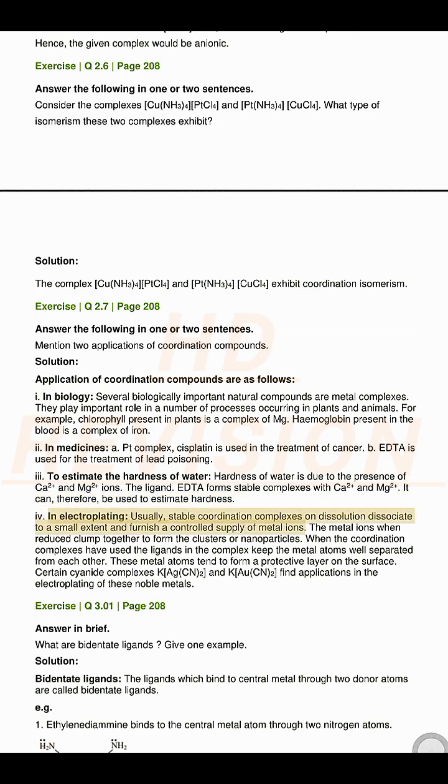In electroplating, usually, stable coordination complexes on dissolution dissociate to a small extent and furnish a controlled supply of metal ions. The metal ions, when reduced, clump together to form clusters or nanoparticles. When the coordination complexes have used up the ligands in the complex, the ligands keep the metal atoms well separated from each other. These metal atoms tend to form a protective layer on the surface. Certain cyanide complexes, K[Ag(CN)2] and K[Au(CN)2], find applications in the electroplating of these noble metals.